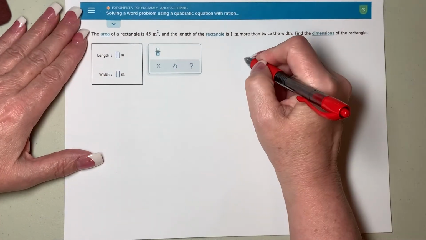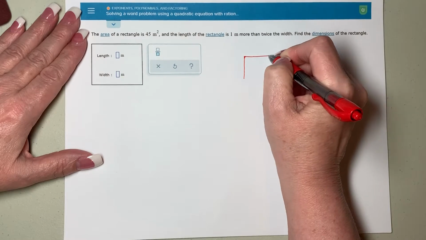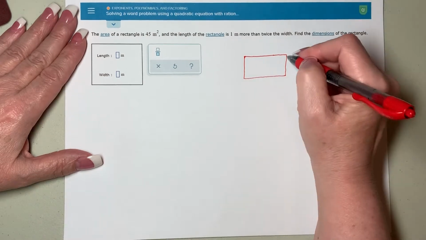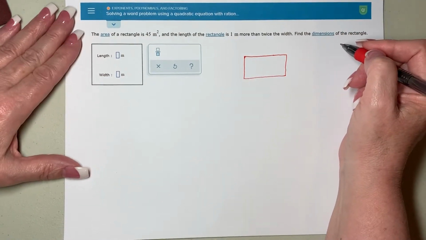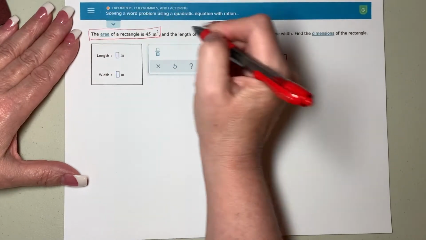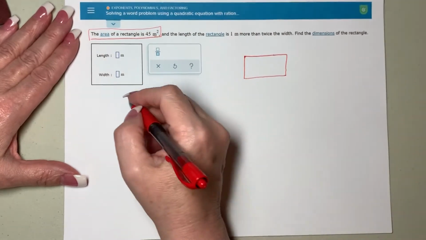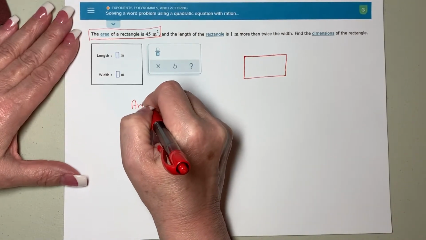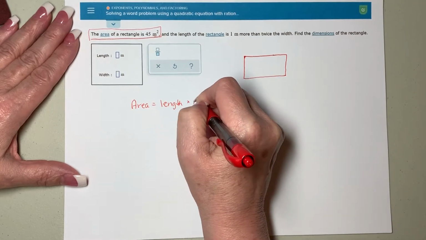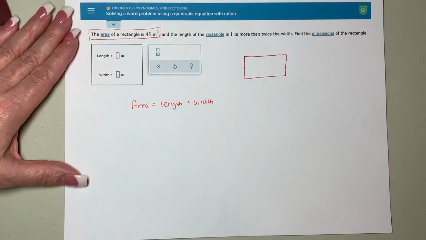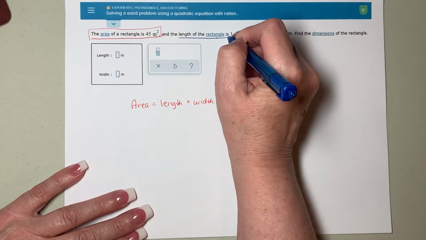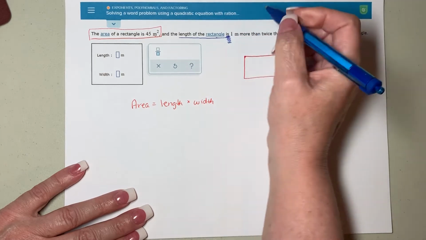All right, a rectangle is a four-sided figure where opposite sides are parallel and congruent, and all four angles are 90 degrees. The area of a rectangle is 45 square meters. But I also need to know that area is equal to the length times the width.